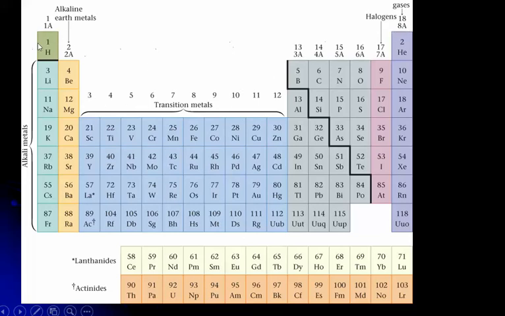I really prefer skipping numbering these shorter columns for teaching purposes. The IUPAC, the International Organization for Chemistry, has it numbered 1 through 18, but I really prefer 1, 2, skipping these here and going to 3 at the top of boron here, just for teaching purposes. It makes it easier. So you might want to fill that in on your periodic table.